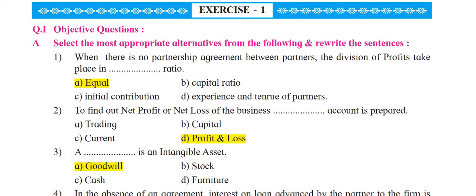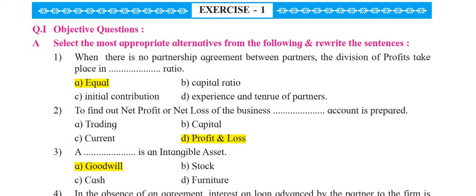Students, today we are going to solve question number 1a जैसे मैंने बोला है. So question number 1a is: select the most appropriate alternatives from the following and rewrite the sentences. First one, when there is no partnership agreement between partners, the division of profits takes place in dash ratio. Students, when there is no partnership agreement, मतलब partnership agreement बिल्कुल भी नहीं है partners के बीच में, then definitely it is going to be shared in equal ratio. So the correct answer is A, equal ratio.